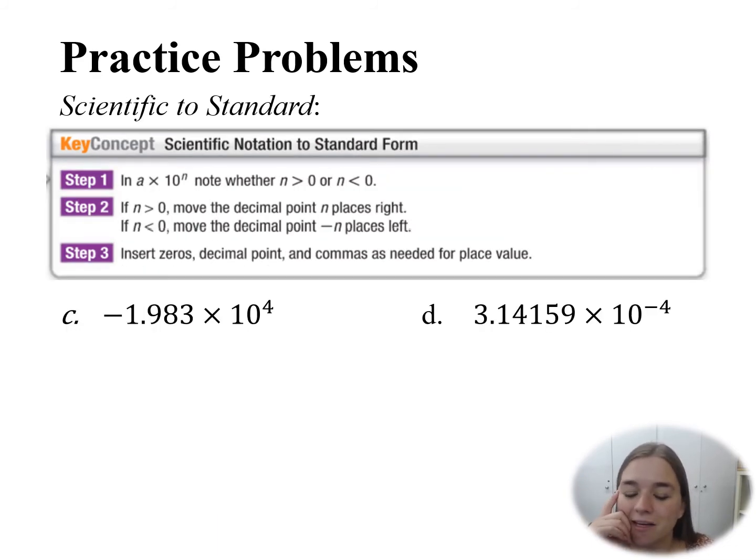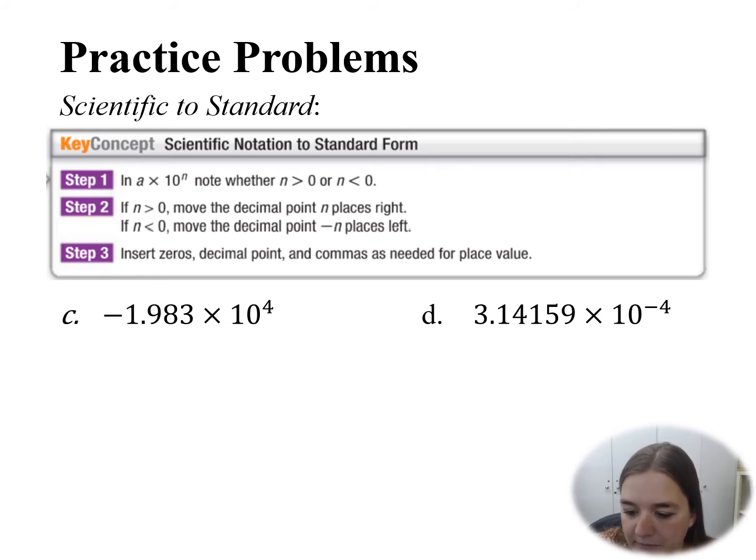Now let's try going the other way. I'm going to take my scientific form and turn it back into standard notation. So the first thing I need to do is figure out if that n value is greater than 0 or less than 0. If n is greater than 0, my decimal point moves to the right, and I get a large number. If n is less than 0, my decimal moves to the left and I get a number that is smaller than 1. Then I'll insert my zeros, decimal point, and commas as needed to create my correct place value.